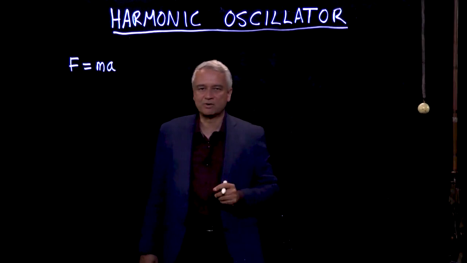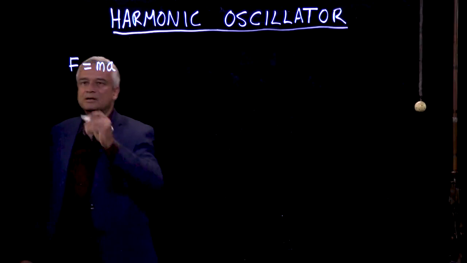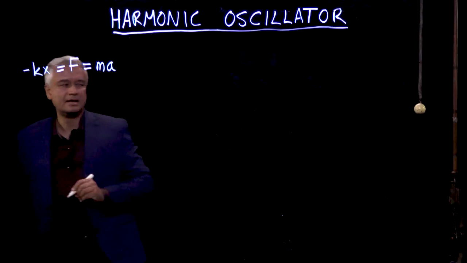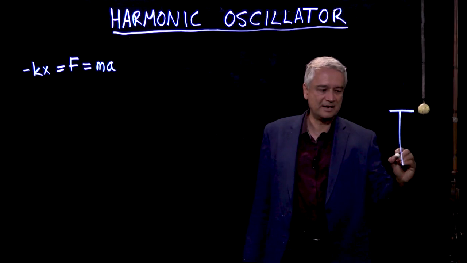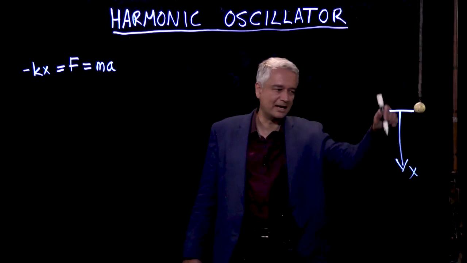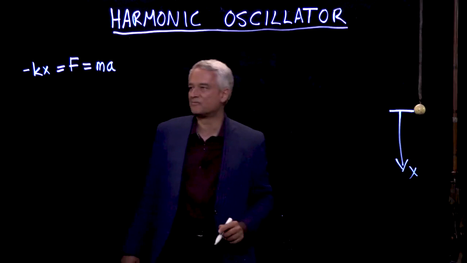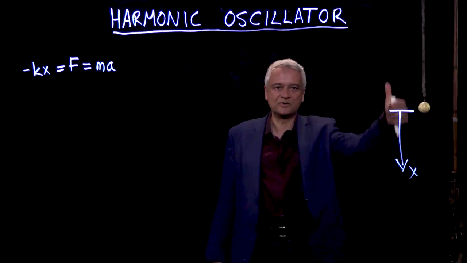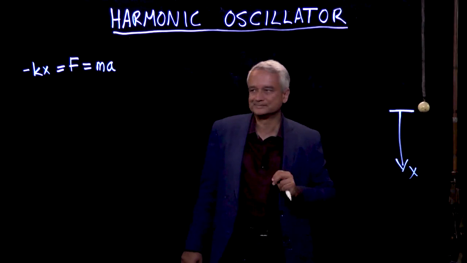So what's F? Well, F is minus kx. The way I'm going to define x is as the downward displacement of this mass. x equals 0 is the place where there's no potential energy. When I displace the mass downwards, I'm increasing x with this sign convention. As I increase x, there's an upward force. x is downwards, the force is upwards. That's this minus sign. And k is the spring constant, property of the spring.